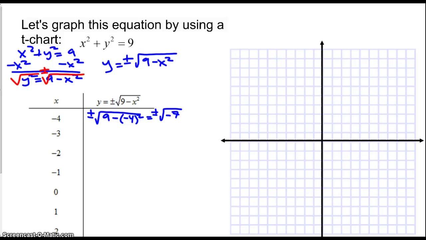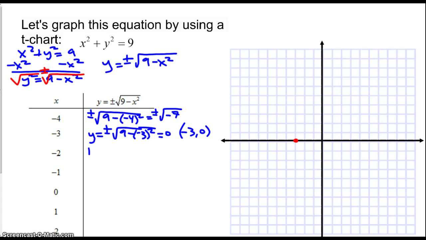In fact, it's not until I get to negative 3 that I start getting values for y. Plus or minus the square root of 9 minus negative 3 squared. Well, negative 3 squared is 9, so that's the square root of 0, and so that's just 0. So when I plug negative 3 in, I get a 0 out for y. So there's one point that I can put down. When x is negative 3, y is 0.